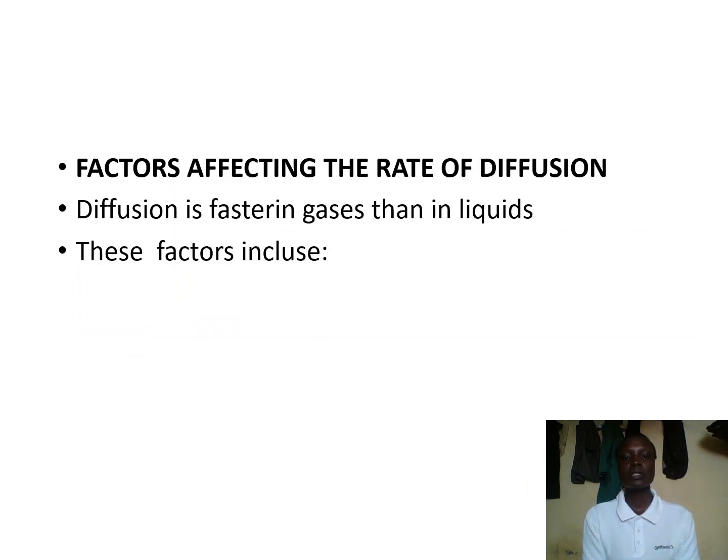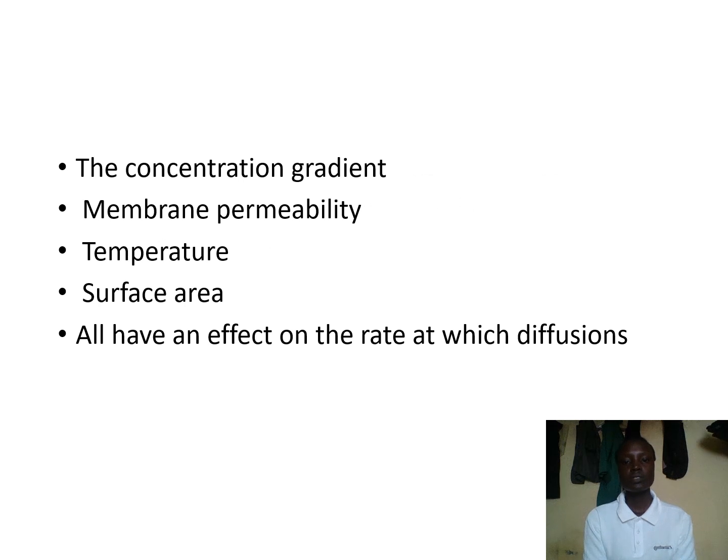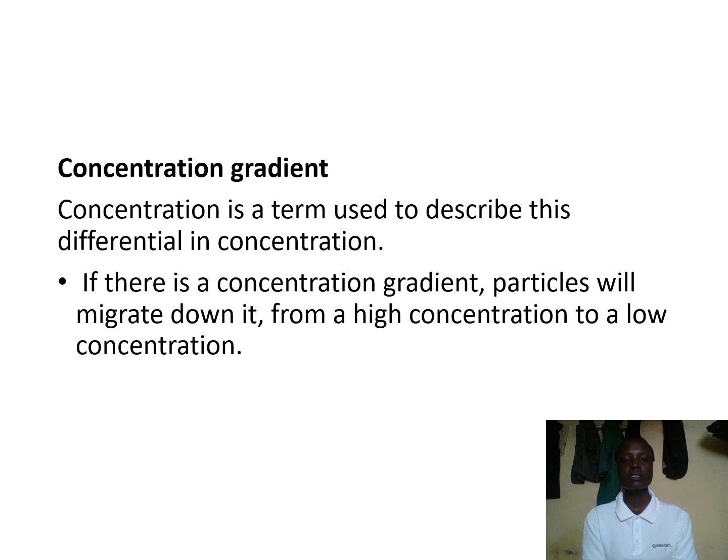Let's now look at the factors that affect the rate of diffusion. Diffusion is faster in gases than in liquids. These factors include the concentration gradient, membrane permeability, temperature, and surface area. All these factors affect the rate of diffusion. Let's now look at the concentration gradient.